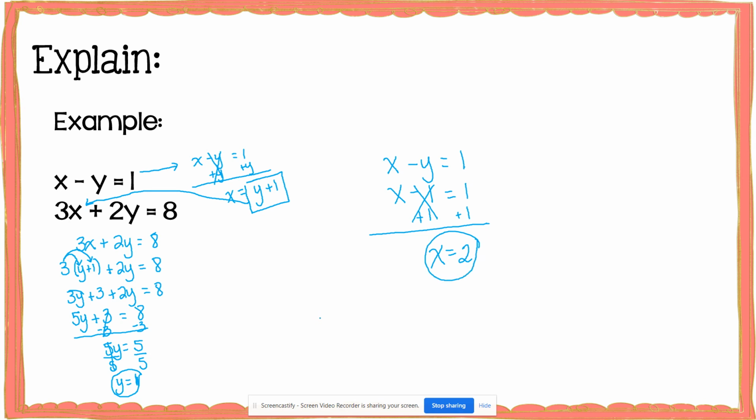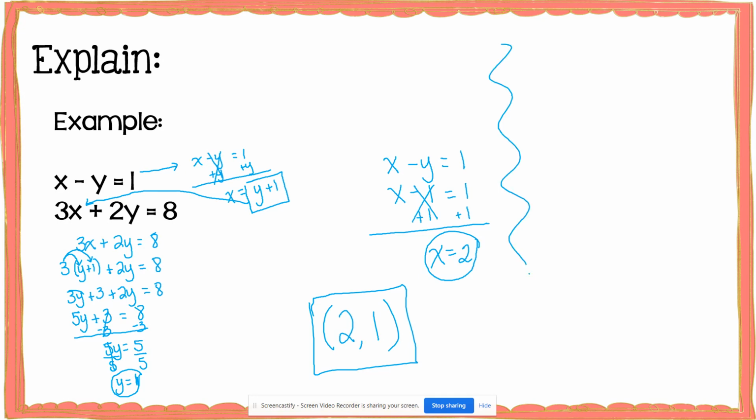Well, remember that our solution is always an ordered pair. X comes first, y comes second. So our solution to the system would be 2, 1. You can always, and you should always, check your work.